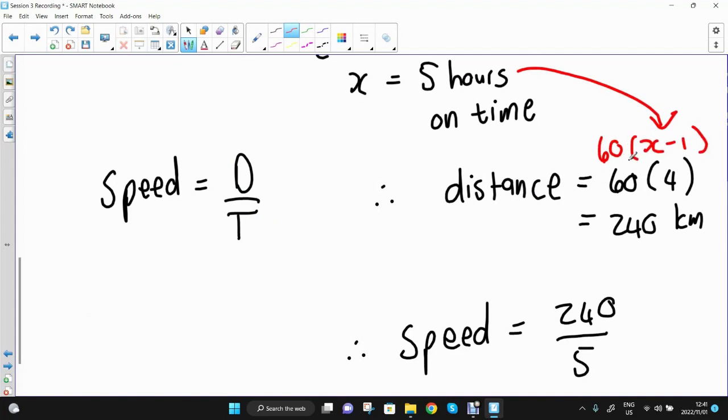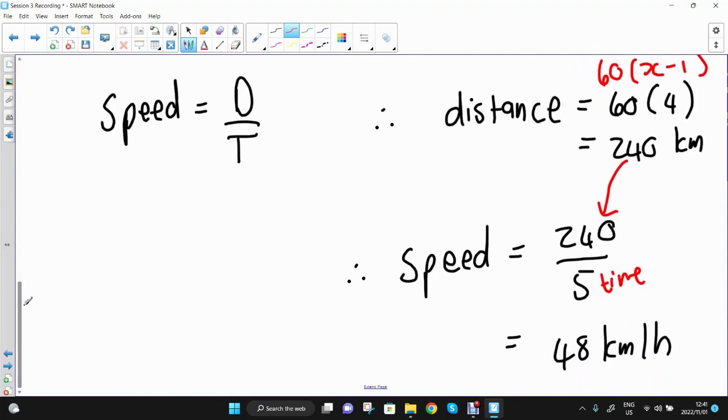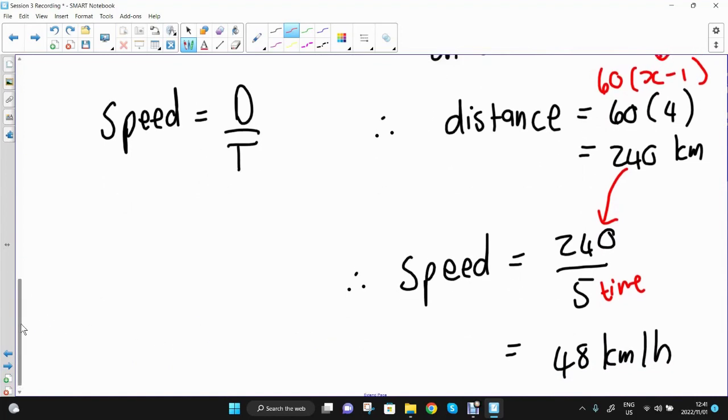So that's when I drive 60 kilometers per hour. I know now that being on time is 5 hours, and that gives me a distance of 240 kilometers. So to get my speed, you take your distance and you divide it by your time. So your final answer for your speed there is 48 kilometers per hour. Very nice question.